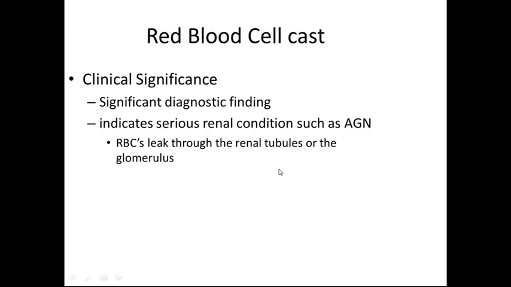And then we've got red blood cell casts, which are abnormal when we see them. They indicate serious renal conditions such as acute glomerular nephritis. And red blood cells can leak through the renal tubules or the glomerulus. Red blood cell casts can be yellow to orange to red in color. There can be hemoglobin casts which do not have defined circular shapes of the red blood cells, and this happens when the red blood cells break down because of their age, but they are still in the same color.